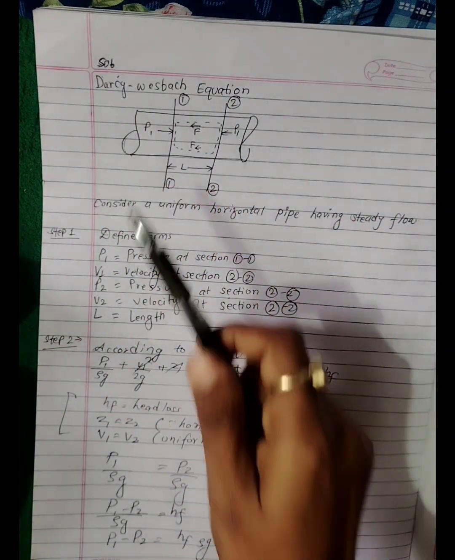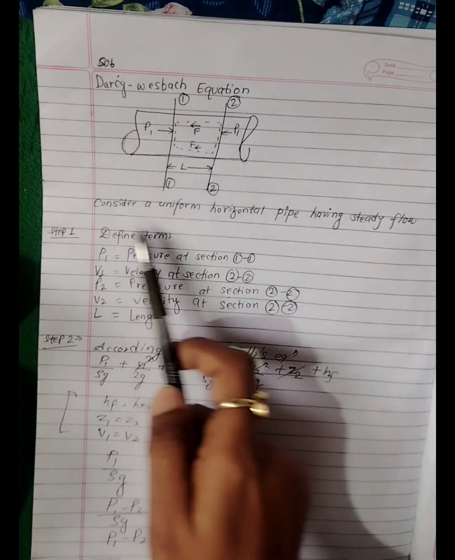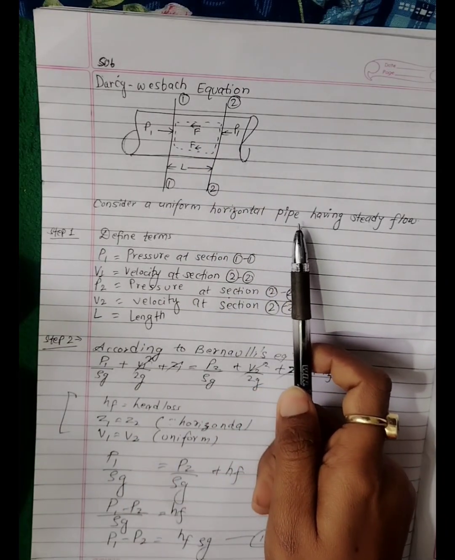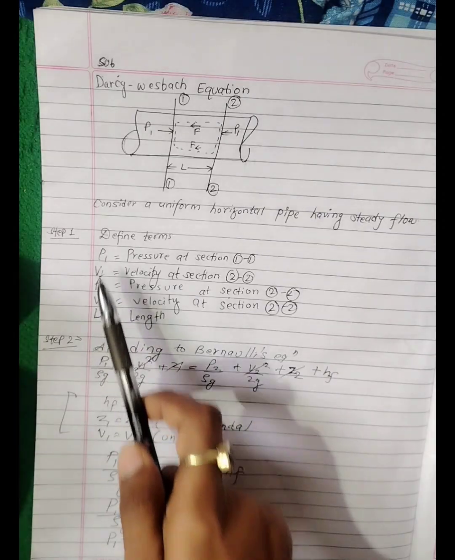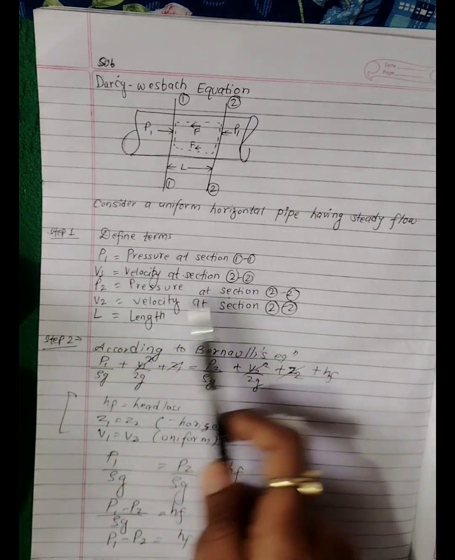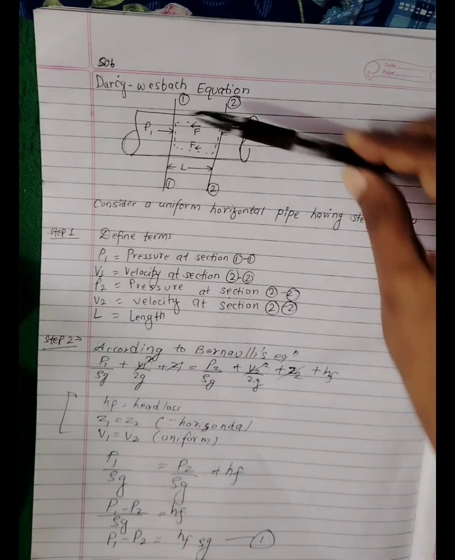Darcy-Weisbach equations is the equations for pipe flow. Here we consider a pipe of section 1-1 and 2-2, and P1 with the pressure at section 1, P2 with the pressure at section 2, the velocity and area.